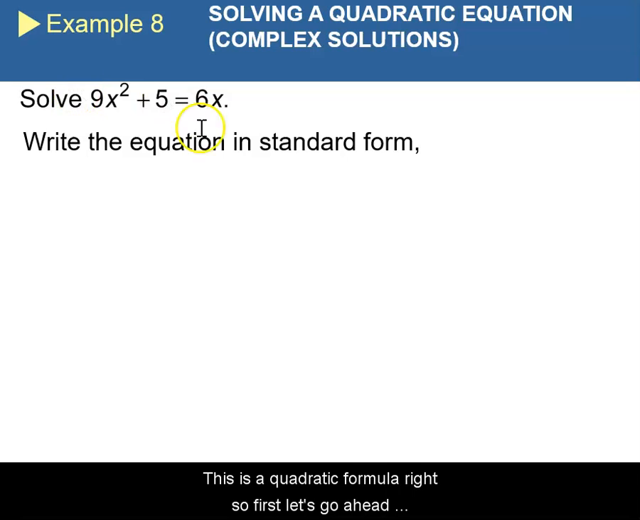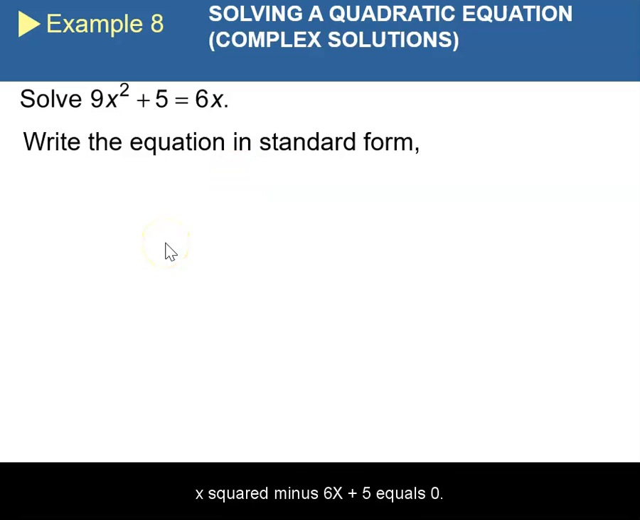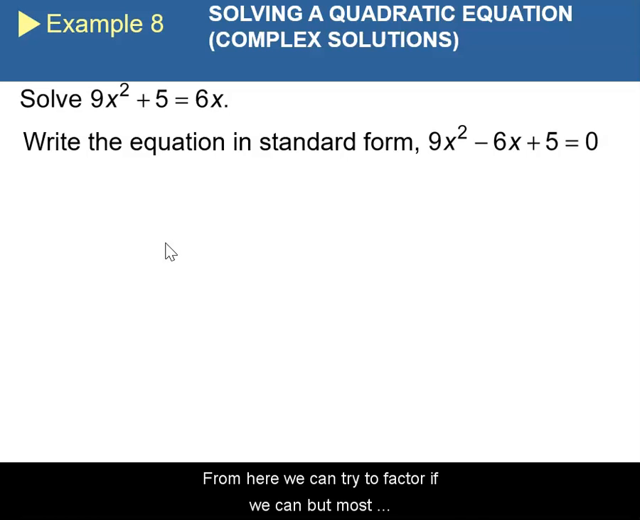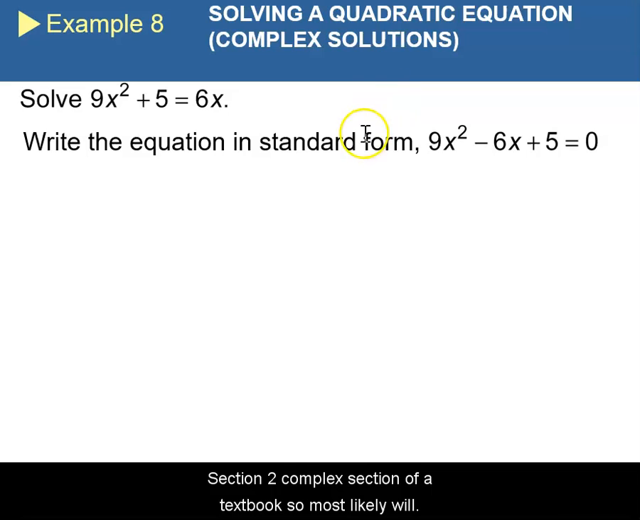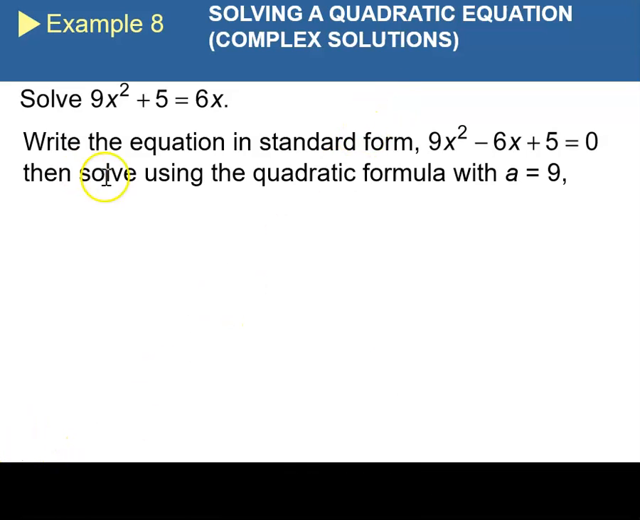So first, let's go ahead and put this in standard form. So we'll move this 6x to the other side so we can set it equal to 0. So we have 9x squared minus 6x plus 5 equals 0. From here, we can try to factor if we can, but most likely we're not going to be able to factor. That's because we're in the quadratic section, the complex section of the textbook, so most likely it's not going to factor well. Okay, so again, here we're going to use the quadratic formula.